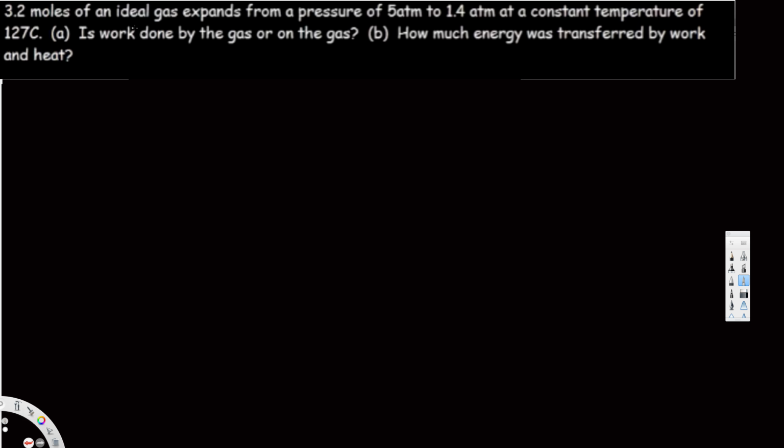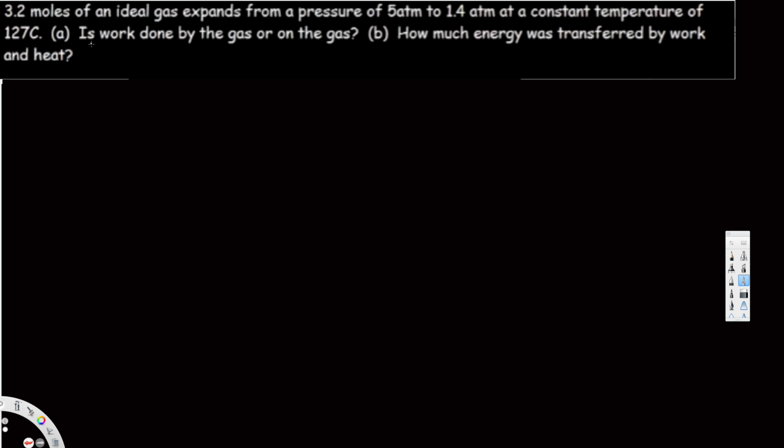3.2 mole of an ideal gas expands from a pressure of 5 atm to 1.4 atm at a constant temperature of 127 degrees Celsius. Is work done by the gas or on the gas? That's the first question. And the second question is asking how much energy was transferred by work and heat.